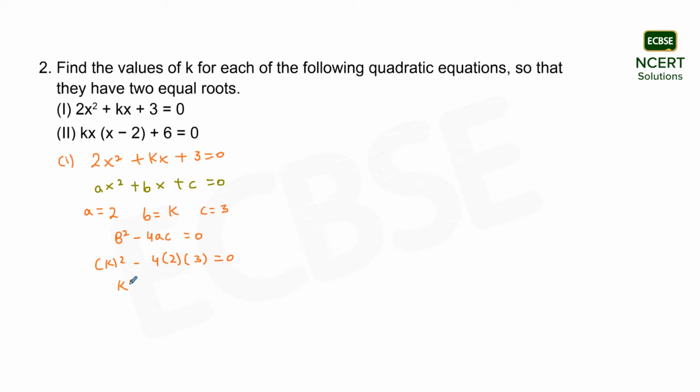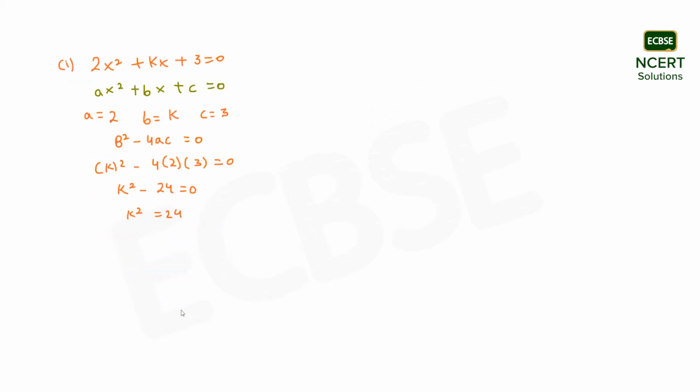So calculating it, I will be getting k square minus 24 equals 0, or I can write it as k square equals 24. Now taking the square root on both the sides, k will be equal to plus minus root 24. That is, two values are possible for k, that is, k can be equal to root 24 or it can be equal to minus root 24 as well.